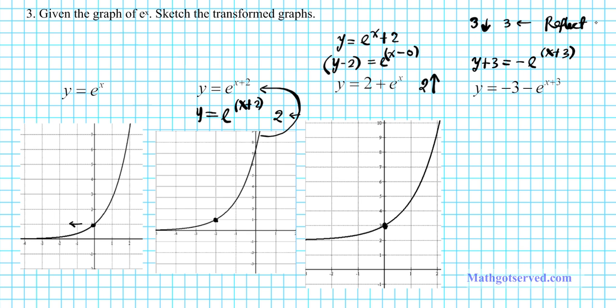reflect downwards. Okay? So this center, this point right here, will be shifted 3 units to the left, 1, 2, 3, and then 3 units down, 1, 2, 3. And then this graph will be reflected downwards. Okay? So let's go ahead and take a look at what the graph looks like.